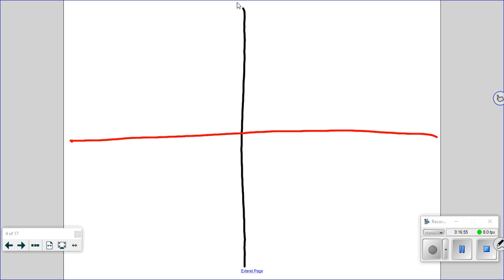But our question is, I don't know why my marker keeps changing from red to black, but it is what it is. There are four friends.